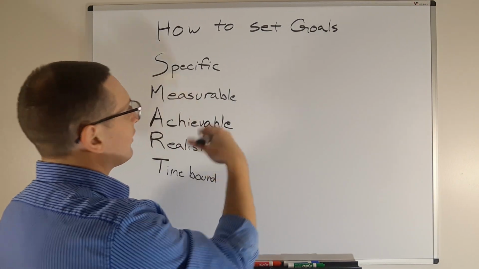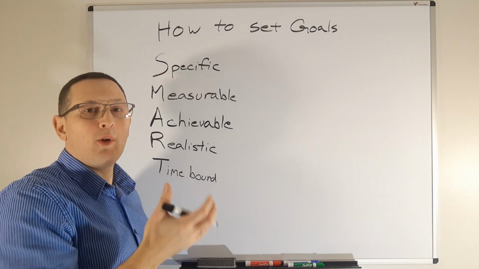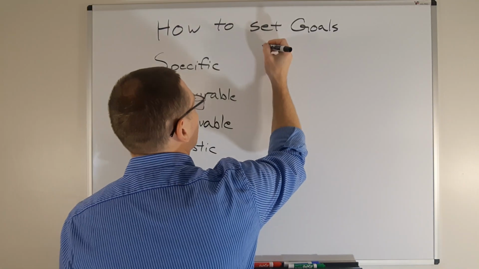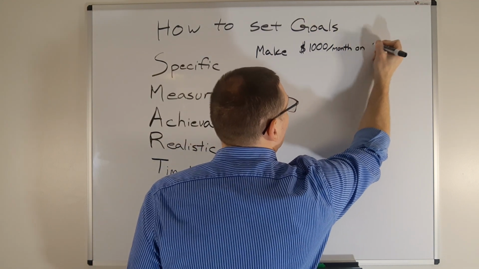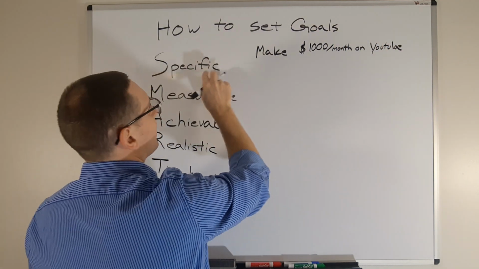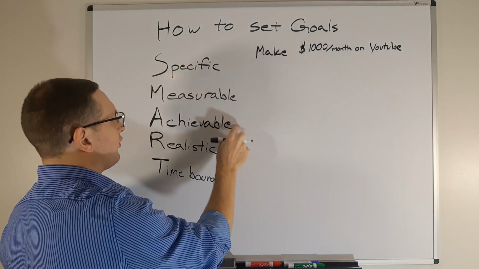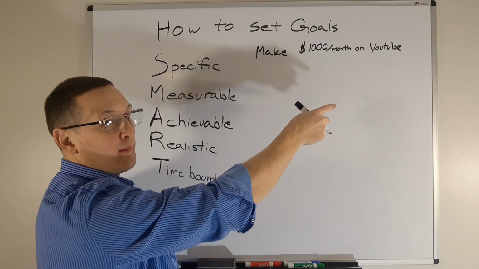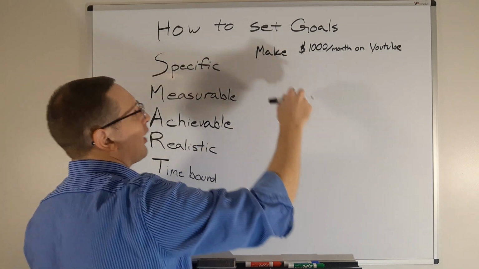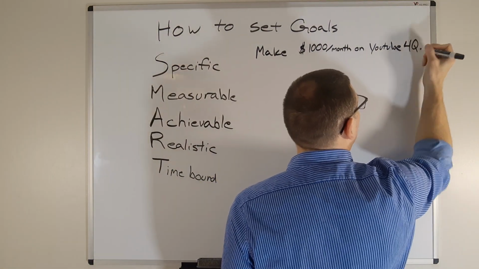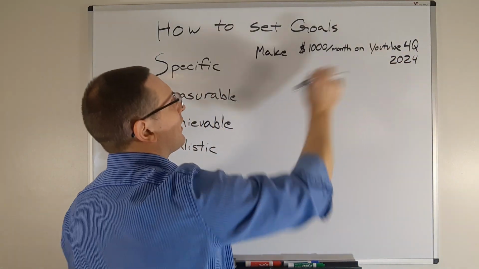So with this, let's just take, for example, I'm just going to use this YouTube channel. So let's say my goal is to make $1,000 a month. So that's very specific. I can measure that. That's achievable, but by what time? So I didn't yet give a time. So I would say I want to say by fourth quarter, and I'll do that as 2024. Okay, so now it's time bound.